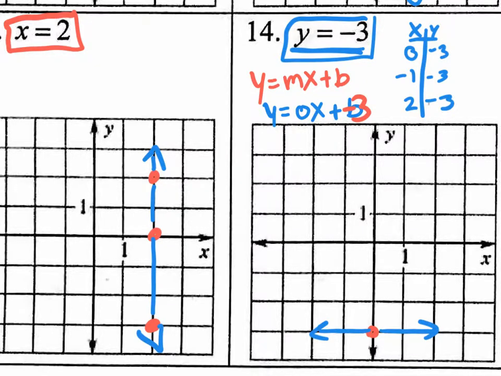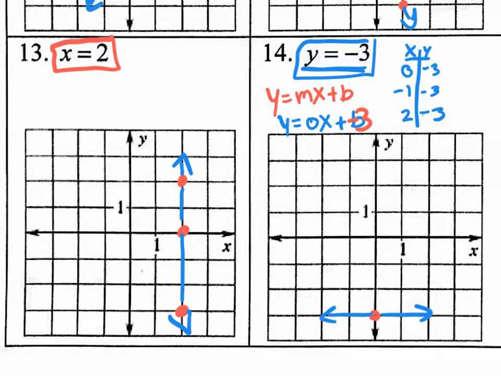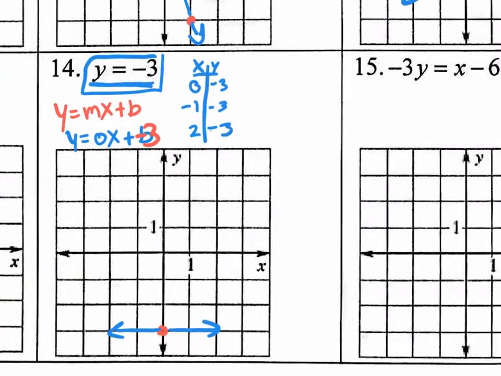There are many different ways of looking at this. Or you could just remember x equals a number is a vertical line, y equals a number is a horizontal line. That's the easiest way to learn it. Okay, let's move on. Number 15.